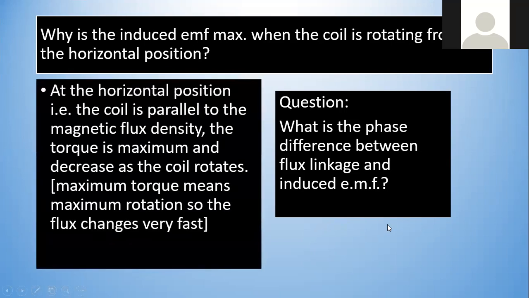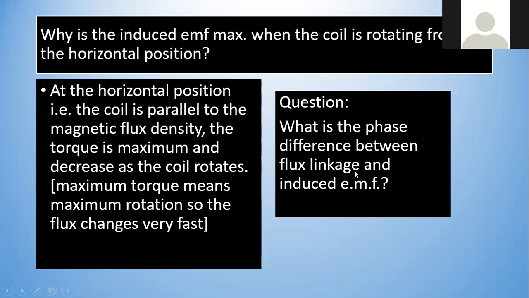Torque is maximum when it's horizontal, when the coil is parallel to the field. The force is up on one side, down on the other, so it's maximum torque there. After that, the torque decreases to zero when the coil is vertical. So maximum torque means maximum rotation. It rotates faster, so the flux changes faster. This one we have answered already.